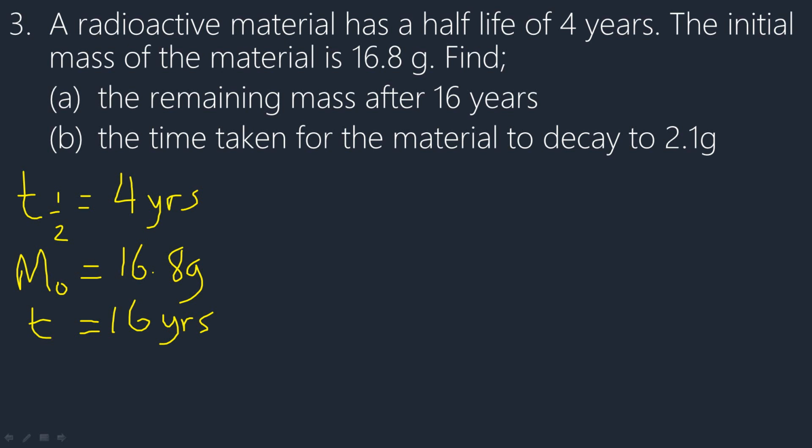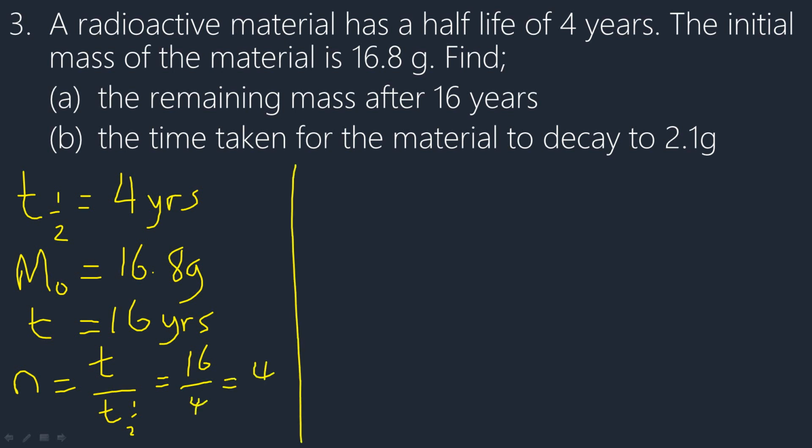Now the first step always, when they've given you total time and half-life, is to get the number of decays. So let's start by getting the number of decays. N is equal to T divided by T half, which is going to be 16 over 4, giving us 4.